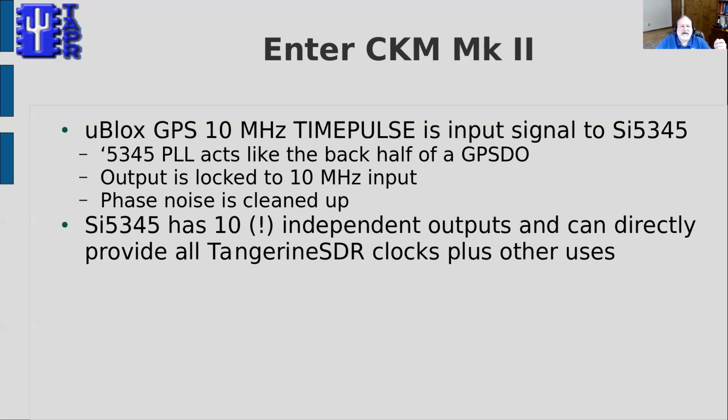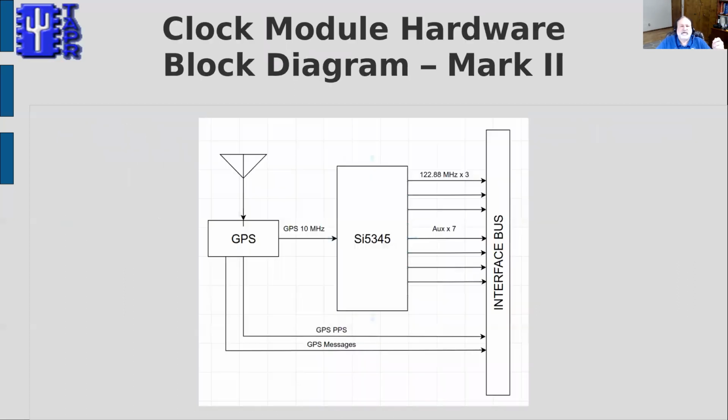And the 5345 chip is great. It's got 10 independent outputs, and it can directly provide all the Tangerine SDR clocks, plus a whole bunch left over to use for other things if we want. This is a block diagram of the Mark II system, and you can see it's way simpler.